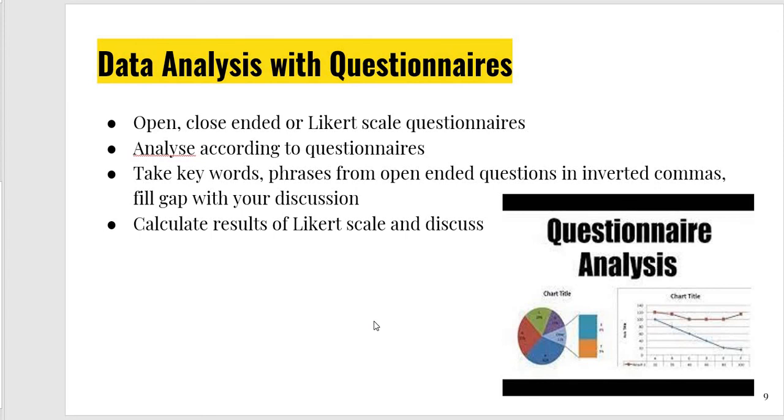Calculate the results of the Likert scale and discuss. Likert scale means strongly agree, agree, neutral, disagree, strongly disagree. These are five points in the Likert scale. Obviously, you will count them and then discuss them. You can change those points into tables. Suppose there are 100 persons and 70 say agree, 20% say disagree, 30% say this. In this way you will make a table. Then you can also make pie charts with the help of Datawrapper.